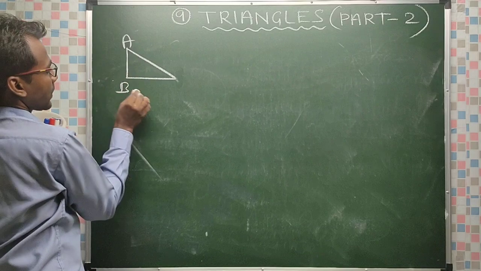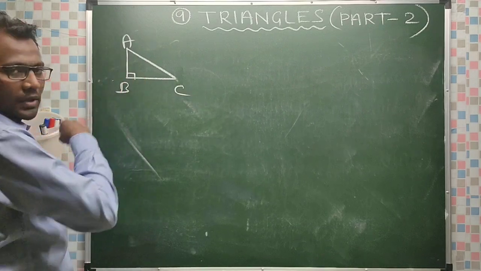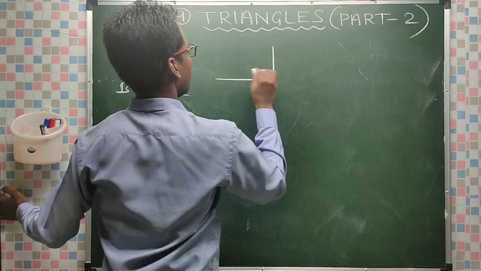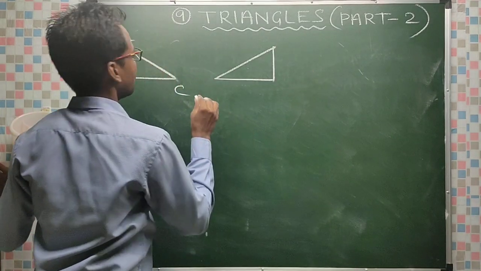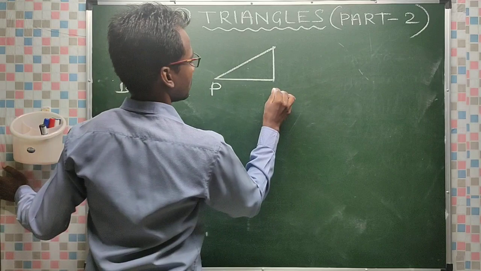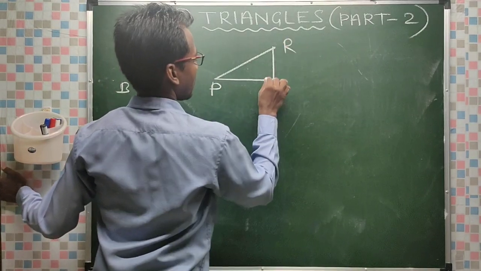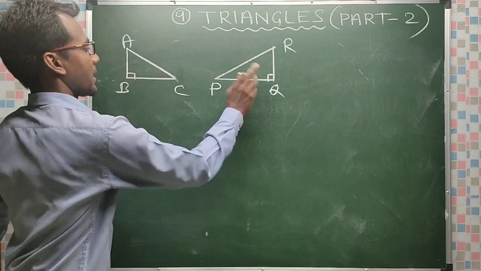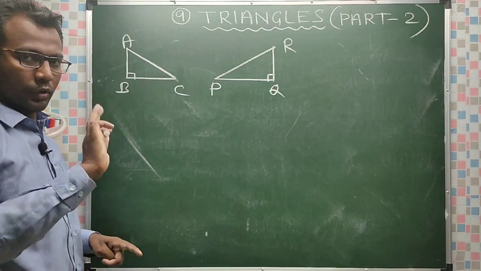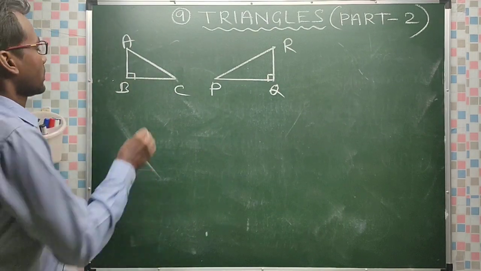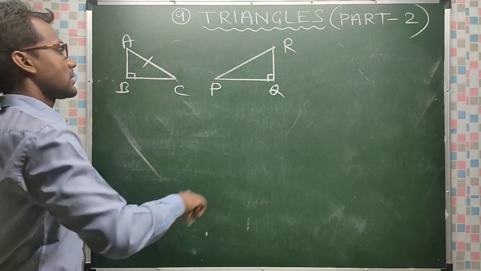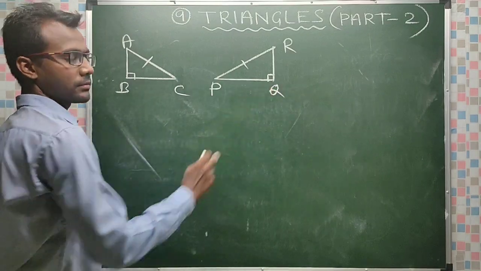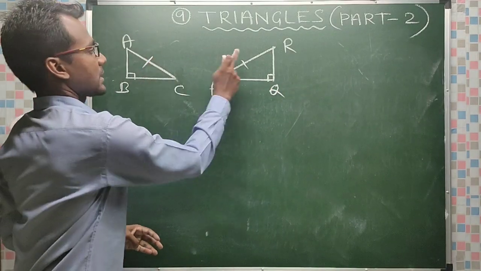A, B, C. Here B is 90 degrees. P, Q, R. Here Q is 90 degrees. Okay, so 90, 90, right angle over. Then the hypotenuse we have to take. Suppose AC is equal to PR. Right angle over 90, 90. Hypotenuse over, AC is equal to PR.